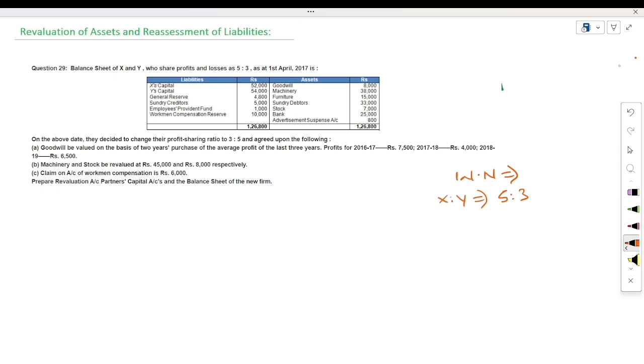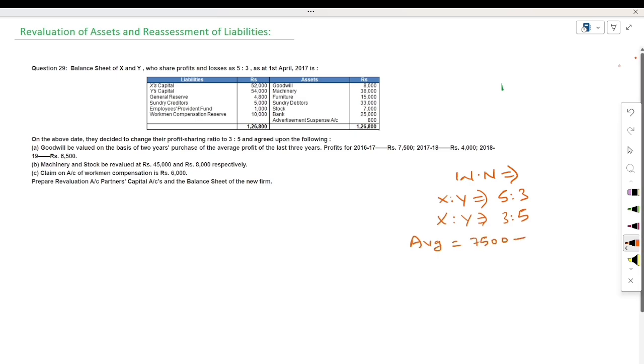On the above date, they decided to change their profit sharing ratio to 3:5. It means your new ratio is how much? 3:5. This is your new ratio. Next, the goodwill be valued on the basis of 2 years' purchase of the average profit of the last 3 years. Profit of the last 3 years is given. It means you have to calculate the valued goodwill. First of all, we have to calculate the average profit. After that, we will be able to calculate the value of goodwill.